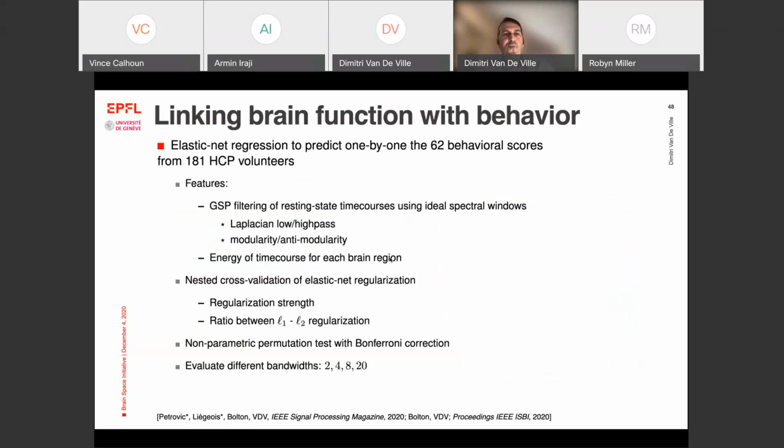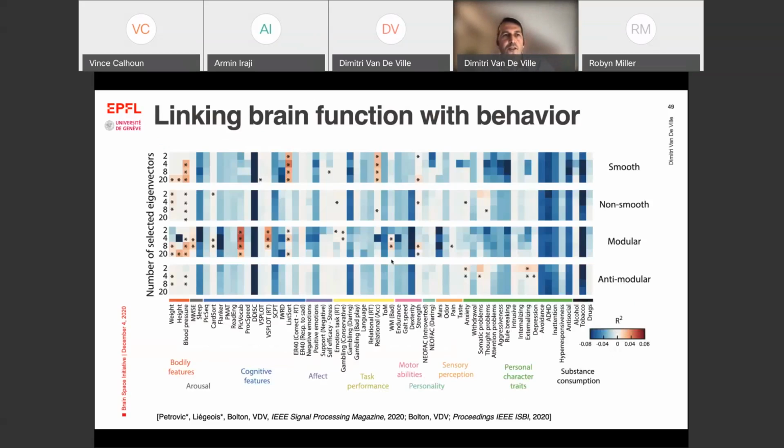And Thomas has been working on one application where he's trying to link these filtered signals in the various forms, either using the Laplacian low and high pass or the modularity and the anti-modularity, to different behavioral scores from the HCP database. And so to make a long story short, what you can see by increasing the bandwidth on the one hand, and by picking different types of filters, either Laplacian or modularity based, is that you get strong associations.